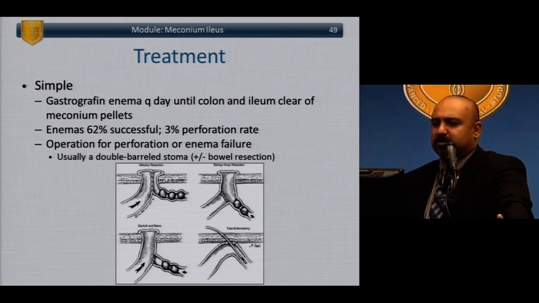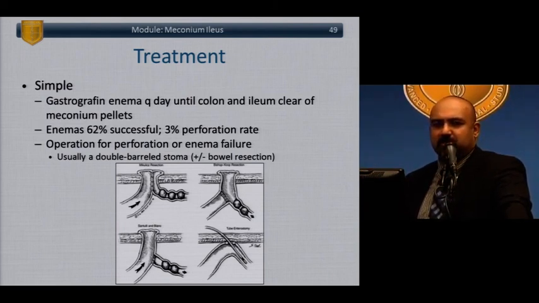Well, for treatment, the gastrografin enemas are both therapeutic and diagnostic. So you'll continue to do the enemas if you're getting results and if the distension improves. If you fail that, then about 62% it's successful. So if you fail it or if you perforate, then you end up doing the operation.